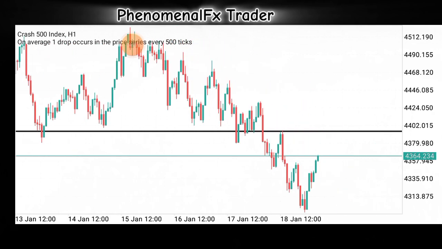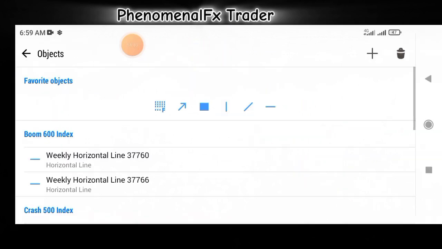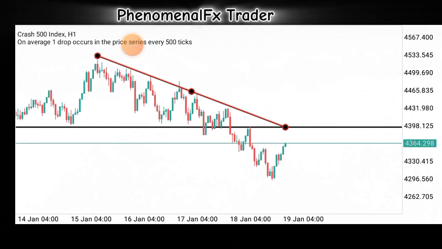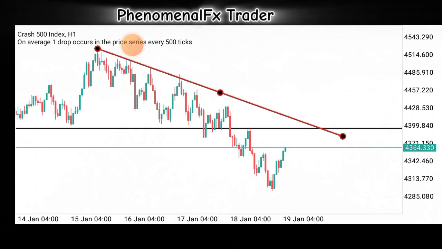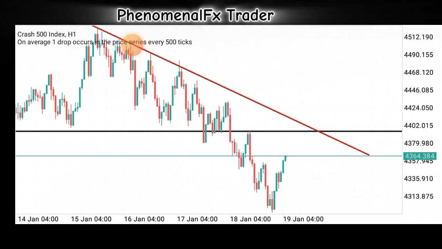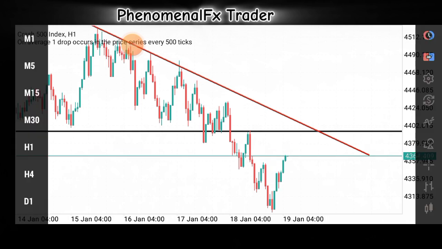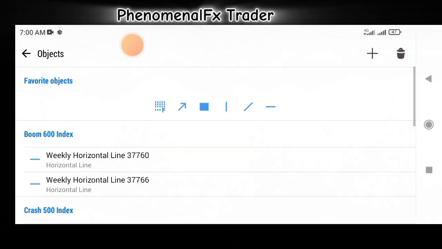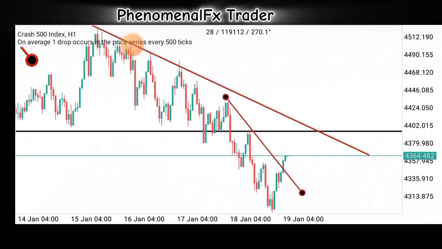All right, so let's put this trend line like this. Put the trend line there. All right, so now what I'm expecting the market to do is this. The market is actually buying because I can see there was another smaller trend right here, and the market broke out of the trend and is now buying.